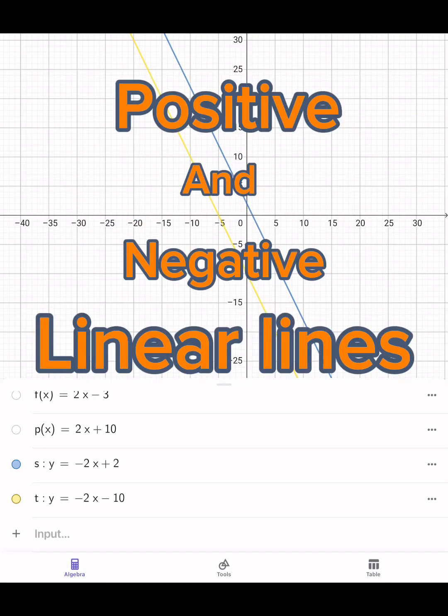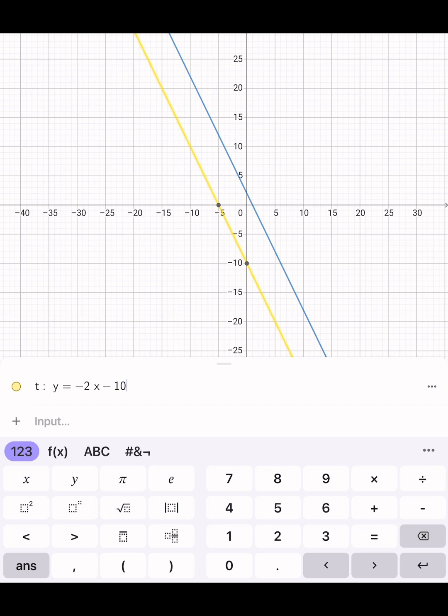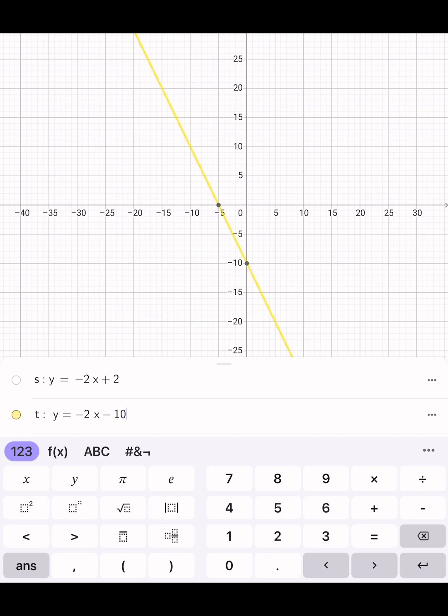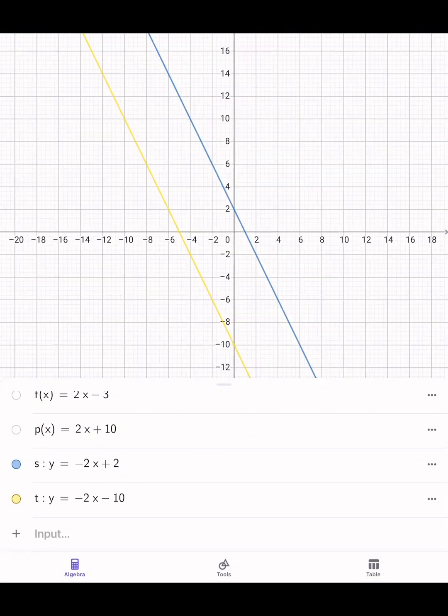Hey everyone, today I'm going to be showing you what makes a linear graph or line positive or negative. Right now we're in GeoGebra and I've got my two lines, the blue and yellow one, as you can see. And we've got other lines as well, but we'll go through that later. Right now we have a negative slope.